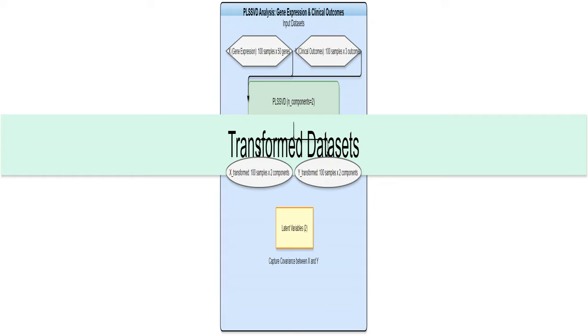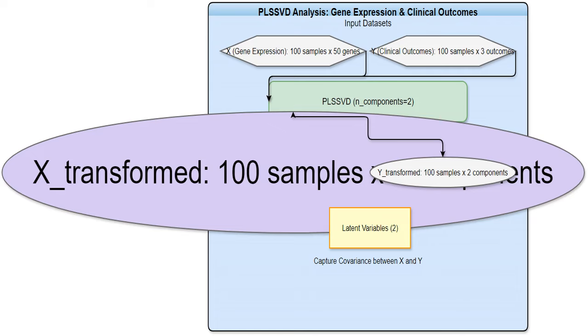After applying PLSSVD, I get 2 new datasets. X_transformed and Y_transformed. These are lower dimensional representations of X and Y, respectively, reflecting the core relationship between the two. X_transformed retains the 100 samples from the original gene expression dataset, X. But I've reduced the number of variables, genes, to just 2 components. These components summarize the information from the original 50 genes.